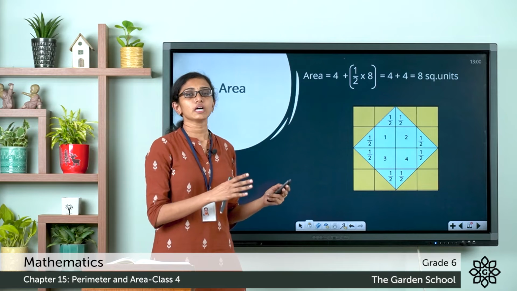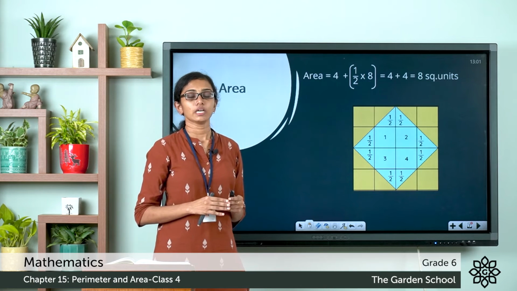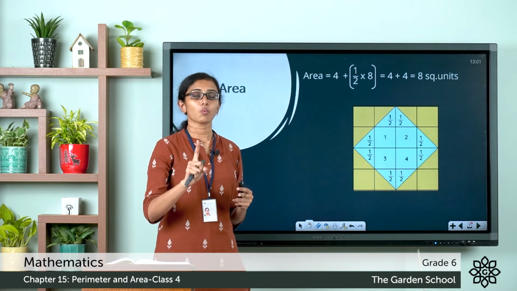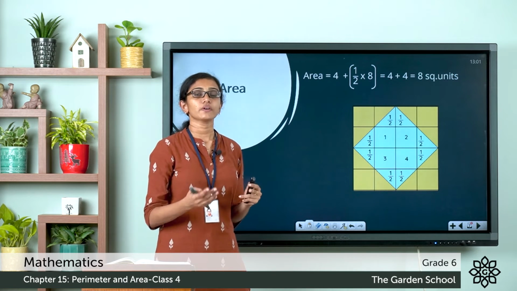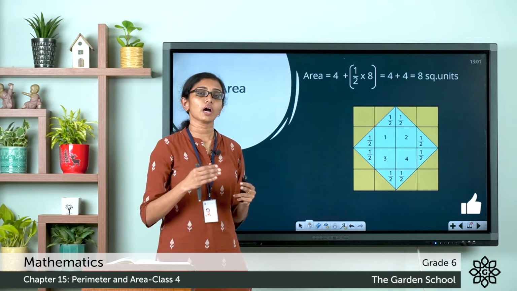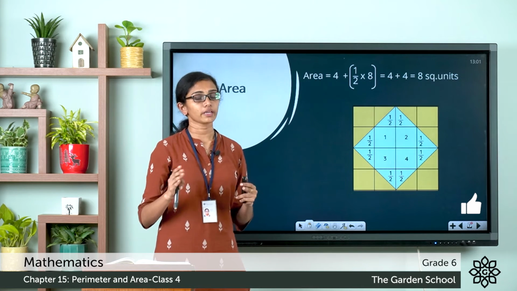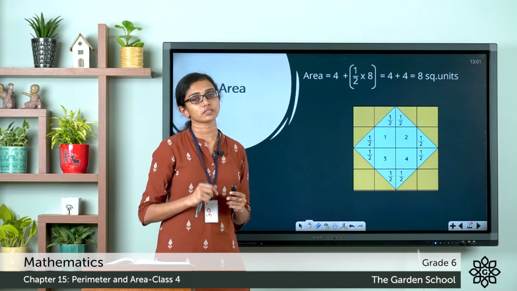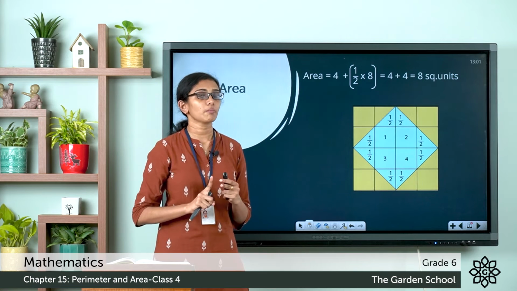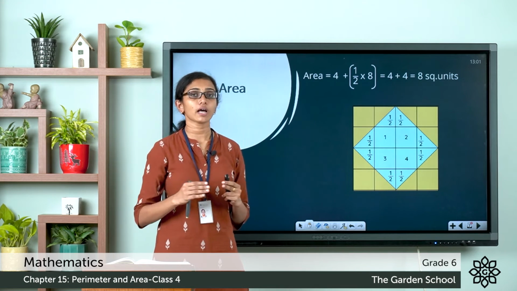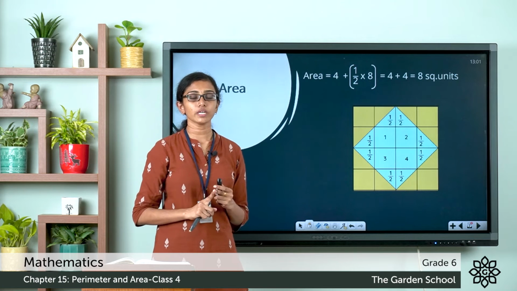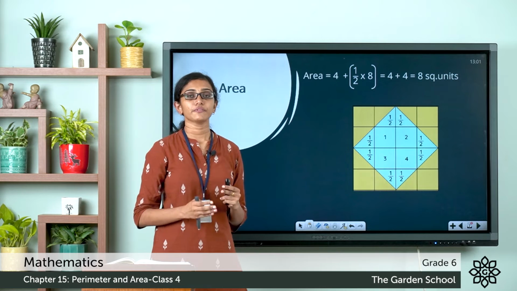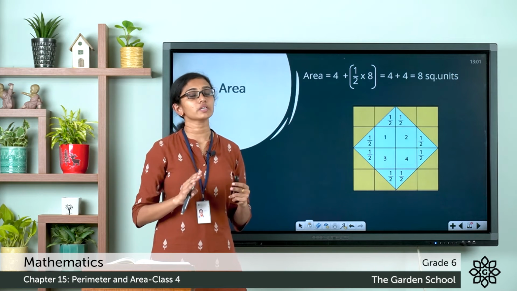So, when you are drawing a figure in a square grid, if a square is completely covered by the figure, you have to consider the area as 1 square unit, and if a square is covered only half, you have to take the area as half square unit, and if the figure covers more than half of a square, it has to be taken as 1 square unit. So, if a square is completely covered or covered by more than half, consider the area as 1 square unit. If it is half, you have to take it as half square unit. If it is covered less than half only, then you have to ignore that.